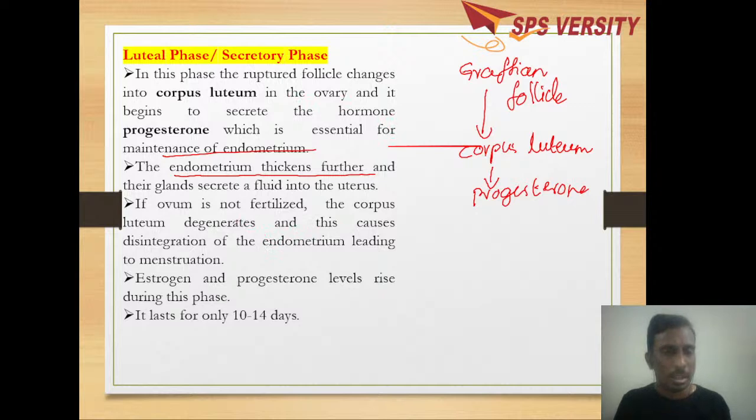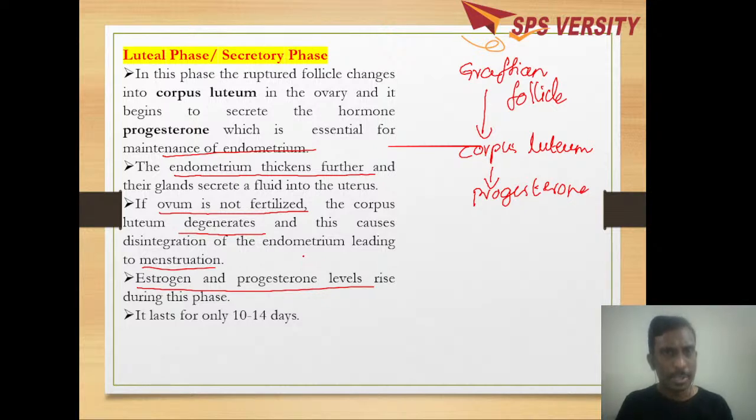Okay. So here this corpus luteum which is present, if the ovum is not fertilized, the corpus luteum will degenerate, again leading to menstruation. And during luteal phase, the estrogen and progesterone levels will rise. It lasts for 10 to 14 days.